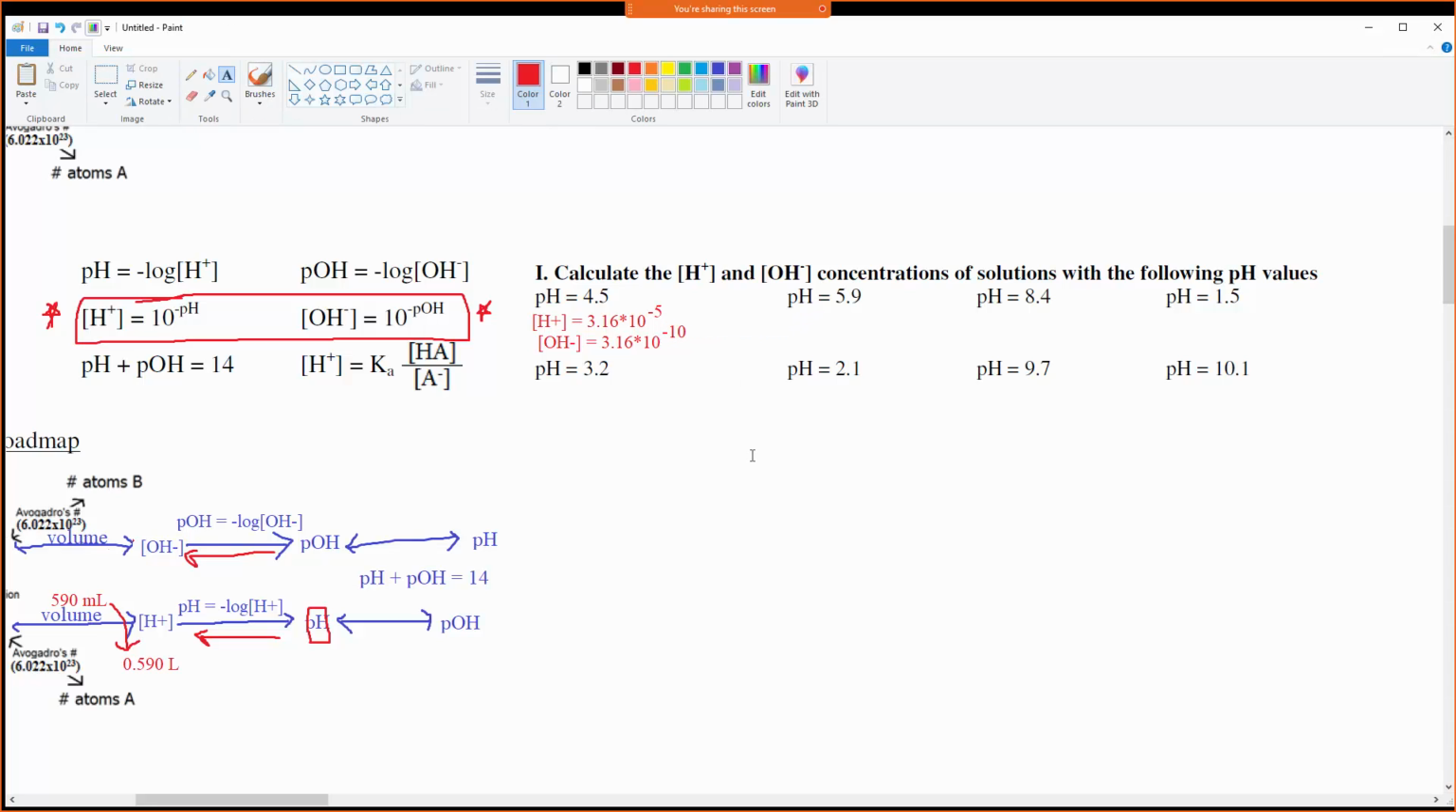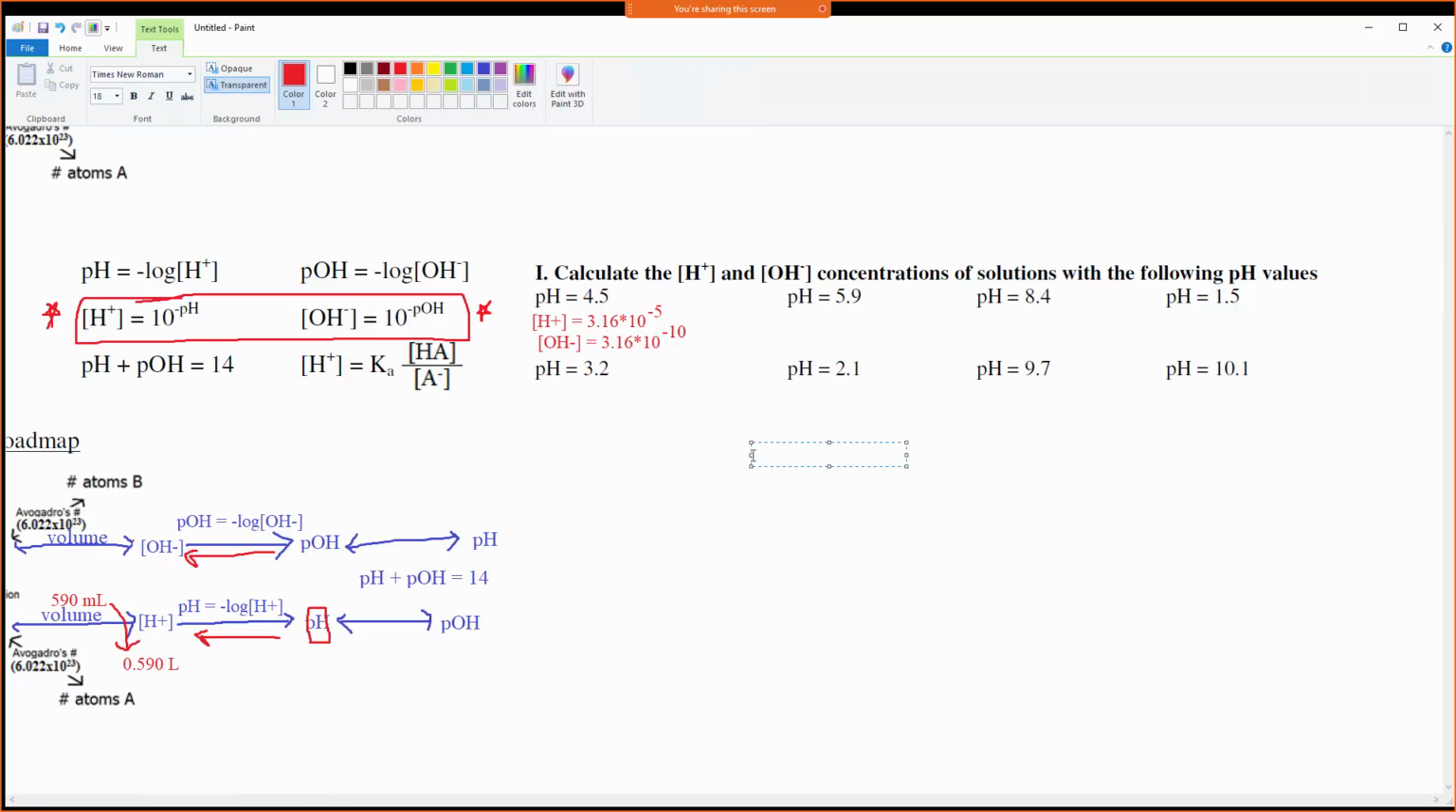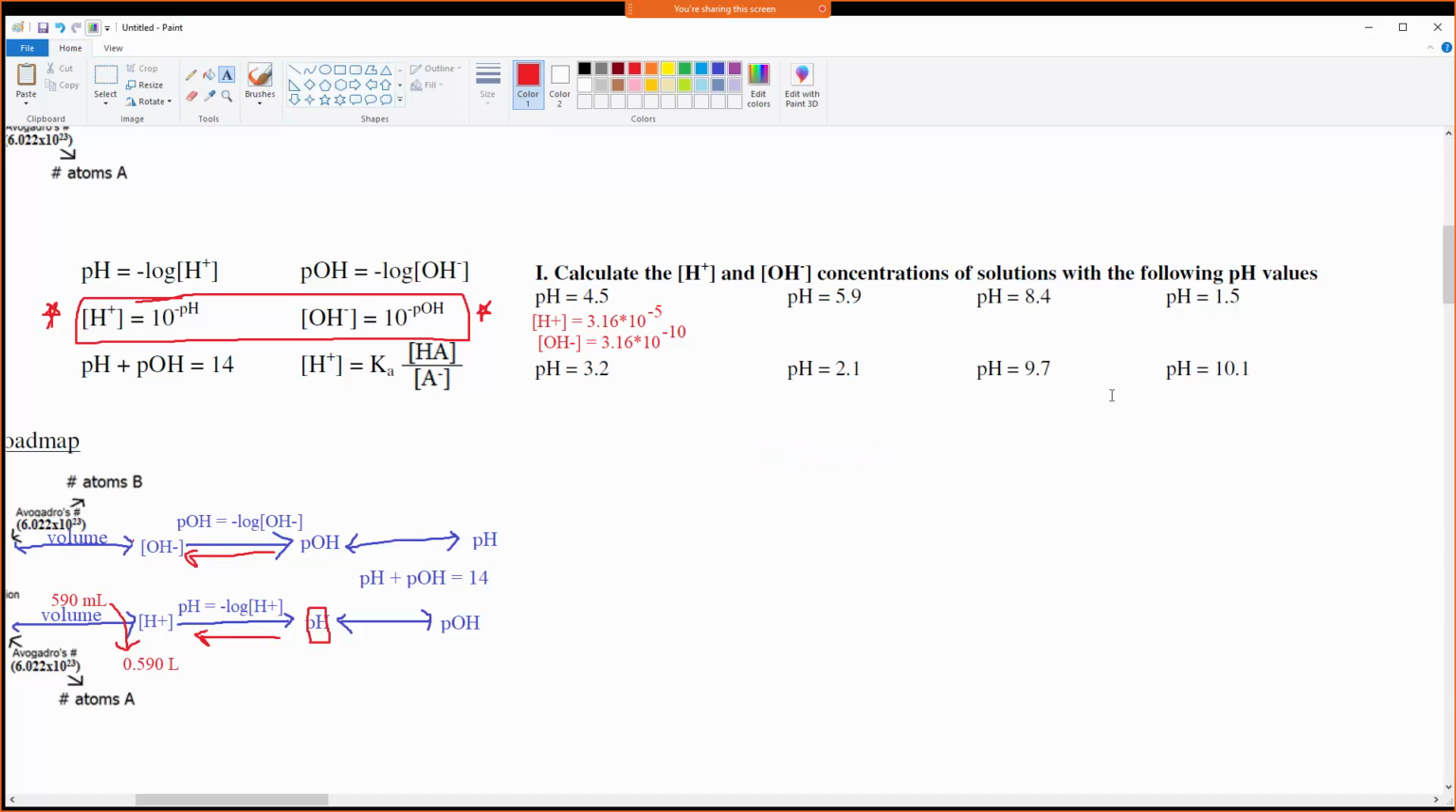Does that make sense to you guys? All right, so this is not particularly challenging. These are all exactly the same. Let's do just one more, and then I think we can move on from this if everybody feels good about it. Let's do this one, pH of 10.1, because it looks like it's in the basic range, right?